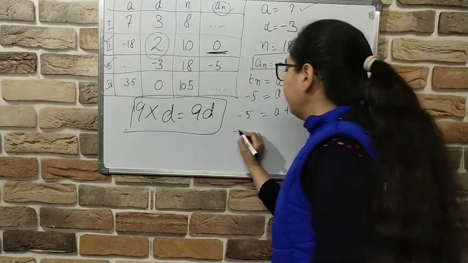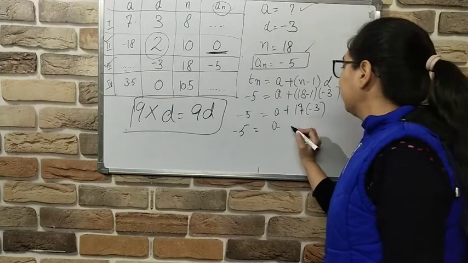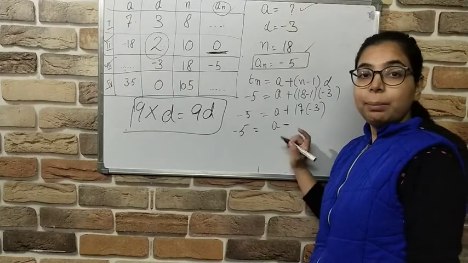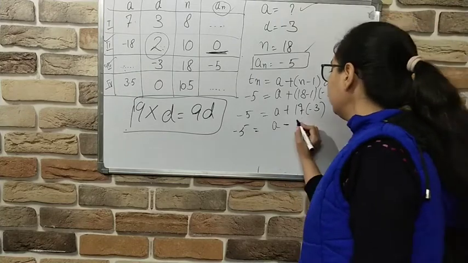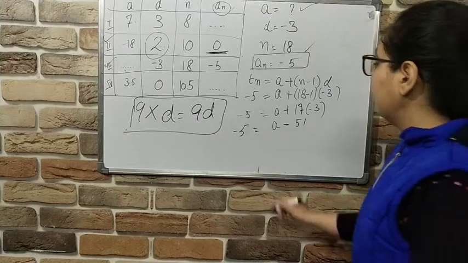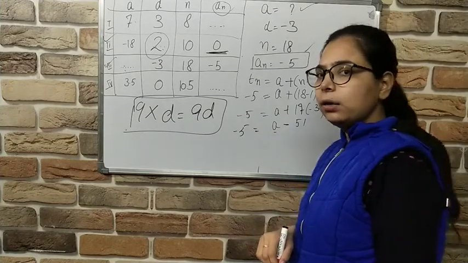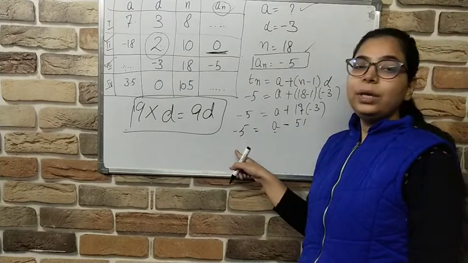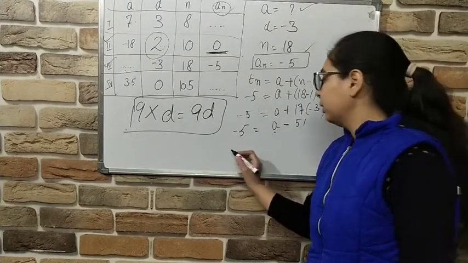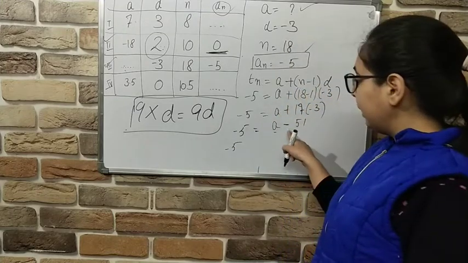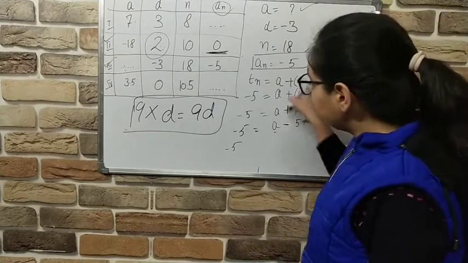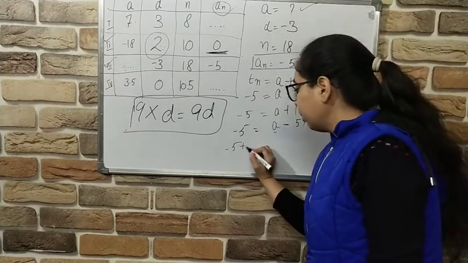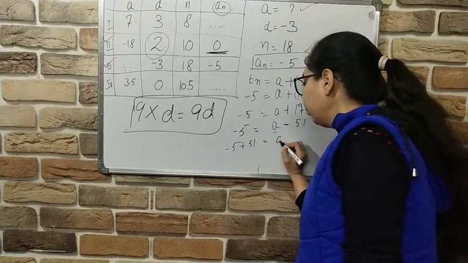Minus 5 equals A. Now plus minus is minus. 17 into 3 is 51. Now we have to find the value of A. Put A over here, and take the rest of the values to the other side of the equal sign. Here it is minus 5. Here it is minus 51, and when it is shifted to the other side, it becomes positive 51, which is equal to A.